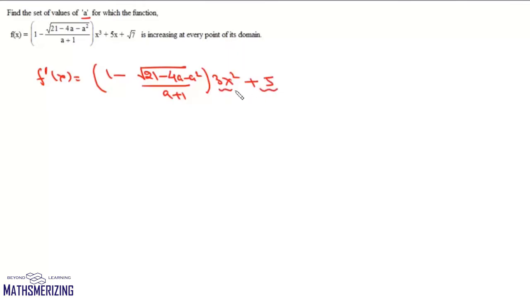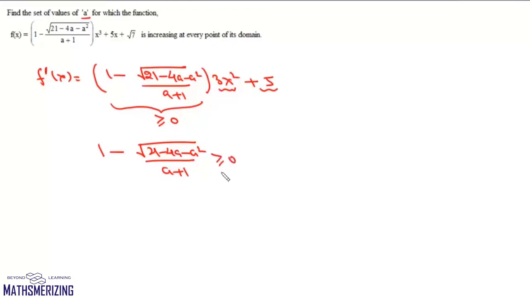Now this is positive, 3x square is also positive. So this function will be increasing always, increasing at every point if it is greater than or equal to 0. So the condition that we are getting here is 1 minus under root of 21 minus 4a minus a square upon a plus 1 is greater than or equal to 0, or under root of 21 minus 4a minus a square upon a plus 1 is less than or equal to 1. Now we need to solve this inequality.